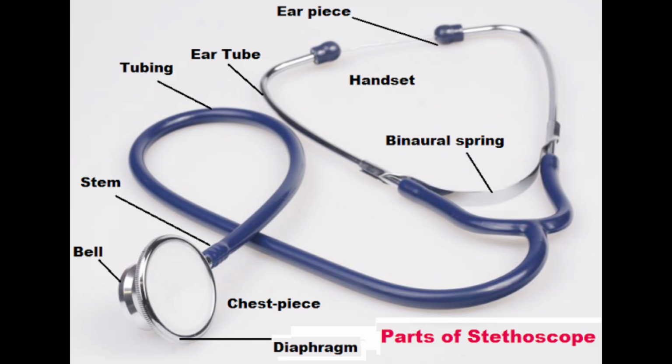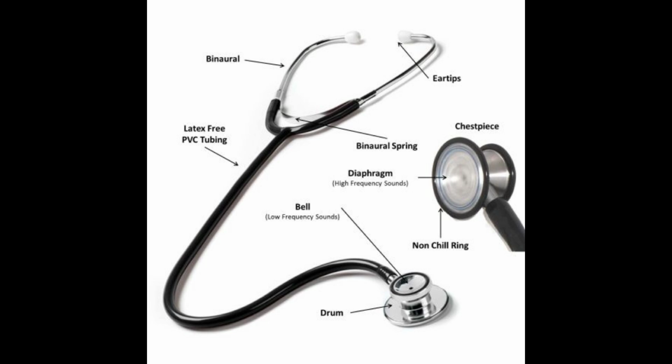Let us find out what are the different parts of a stethoscope and their functions. A medical stethoscope has three main parts: 1. An earpiece. 2. A tube. 3. A chest piece. A stethoscope is made up of chest piece, diaphragm or bell, stem, tubing, headset, ear tubes and ear tips.